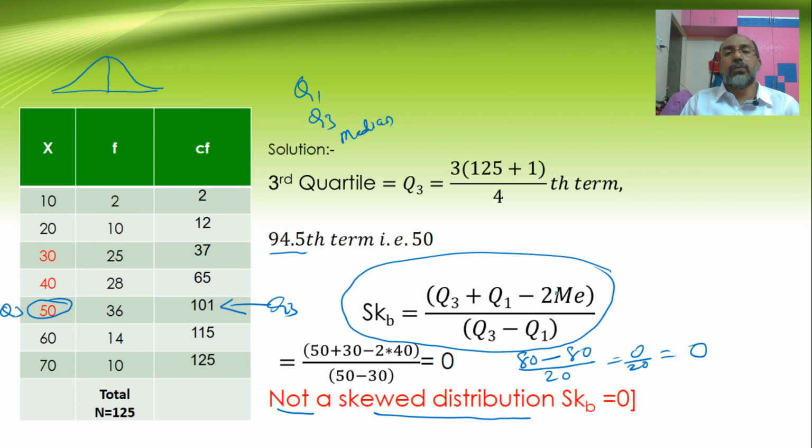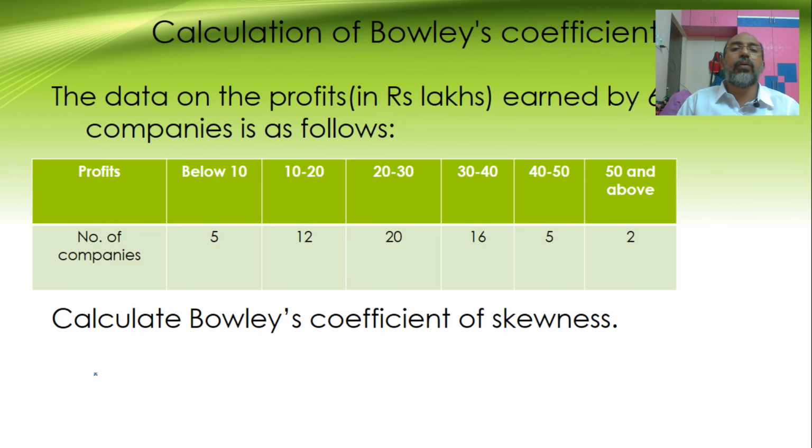So this is the calculation of skewness by the Bowley method. This was discrete data. Then we are going to calculate another data type, where data is given in this manner. These are called classes. So what is important for calculating by the Bowley method?